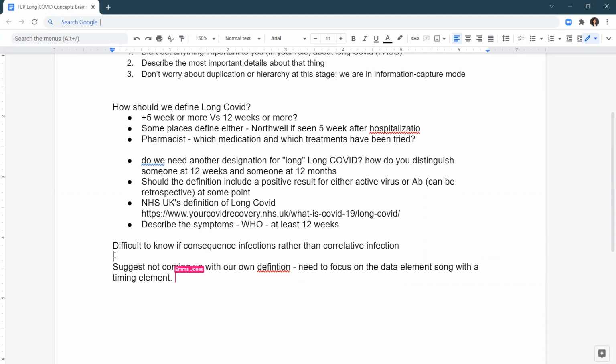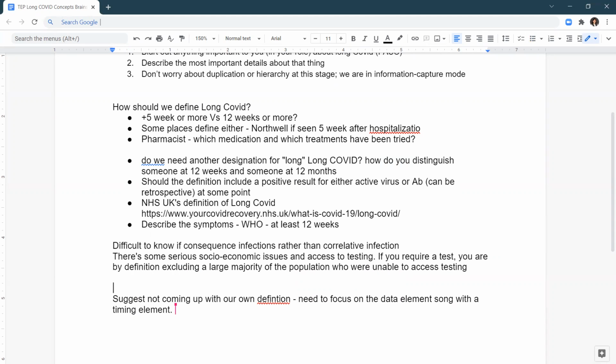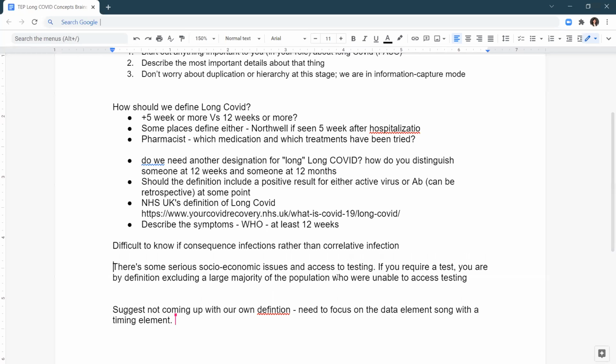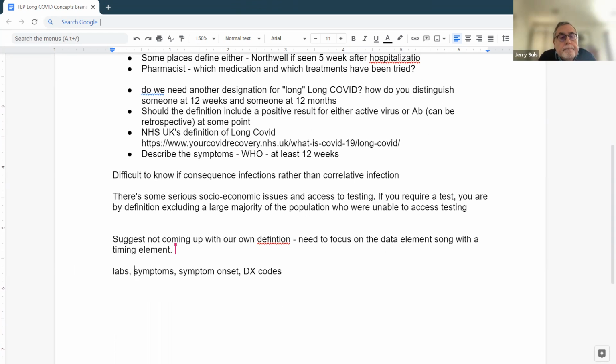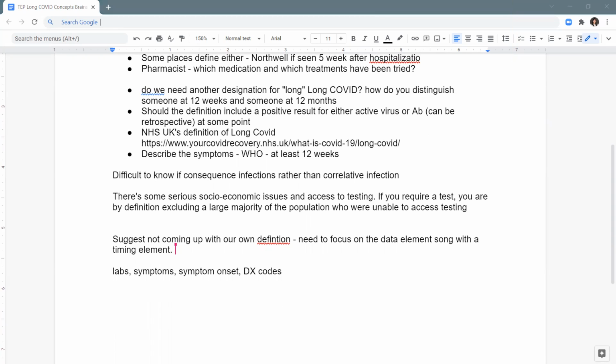So I would suggest that we don't specify a definition ourselves, that we say, okay, here are the things that we would need to know in order to identify a population who meets that definition or meets an evolving definition. And I like that. And I agree.